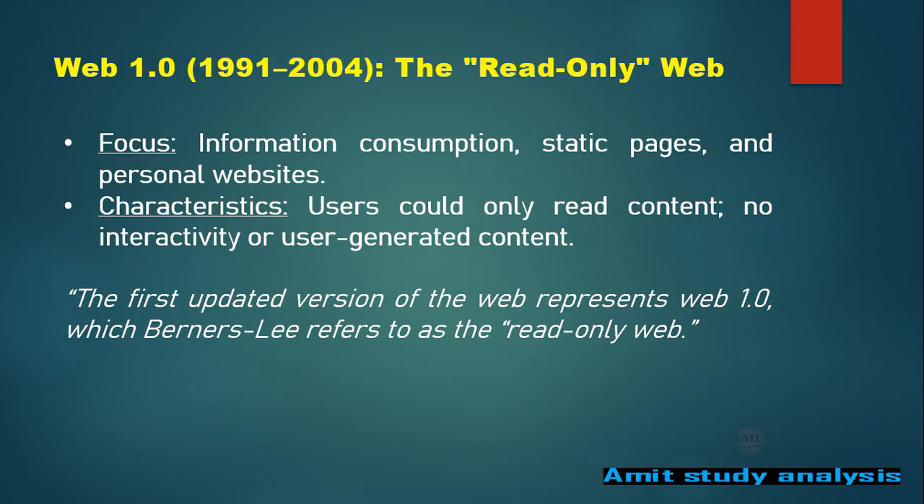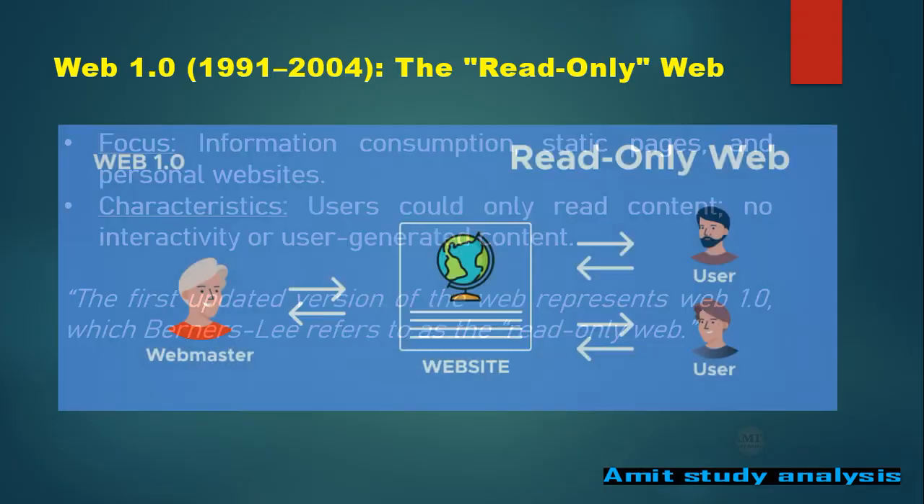Static pages were there and personal websites were there. What are the characteristics of this web 1.0? Users could only read content, meaning users were able to read the content on the web page only. Users were not able to put any content or post any comments or any type of content. No interactivity, no user-generated content were there in 1.0. So you must remember web 1.0 refers to the read-only web.